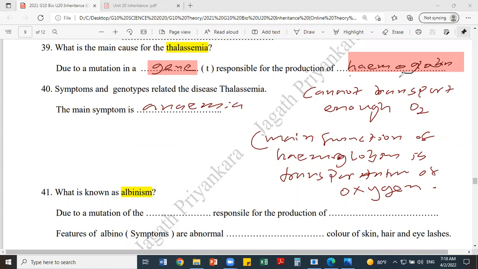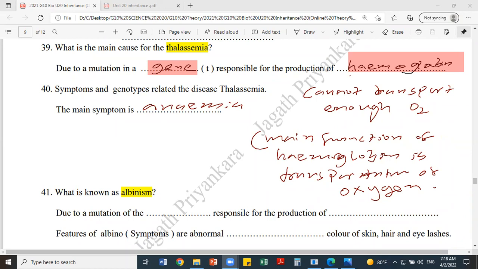Deficiency of which mineral causes this problem? Who can tell me deficiency of which mineral causes anemia? What is the metal necessary for the formation of hemoglobin in your body? Yeah, Chandula. Iron. Yeah, very good. Iron.